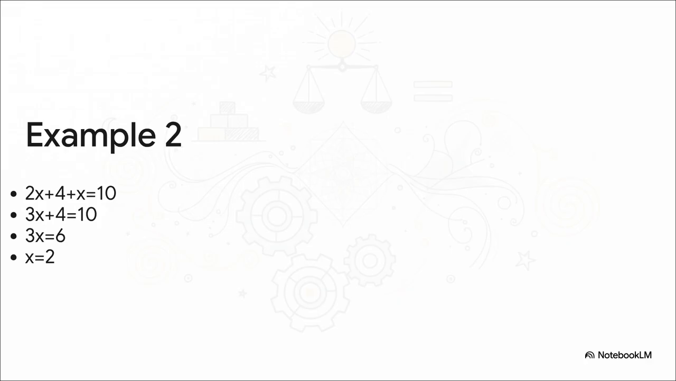2x plus x gives us 3x. Awesome. Now our equation is nicely organized. 3x plus 4 equals 10. From here, guys, it is smooth sailing. We subtract 4 from both sides to get 3x equals 6, and then divide by 3 to find out that x equals 2. By combining those like terms first, we immediately brought order to the problem.